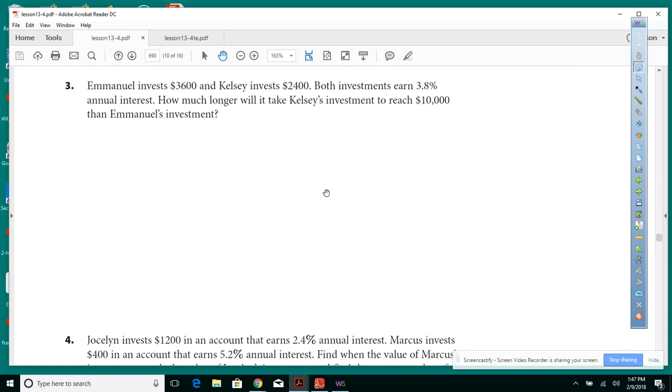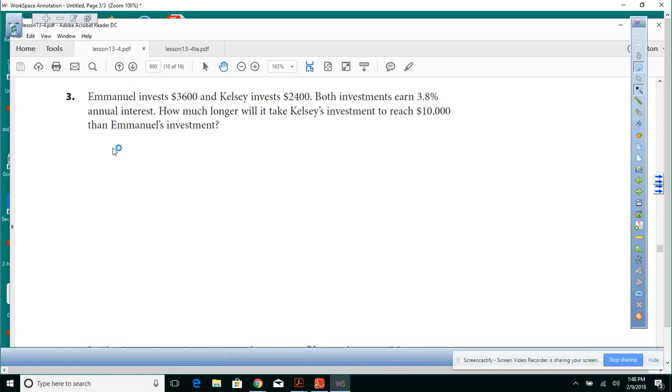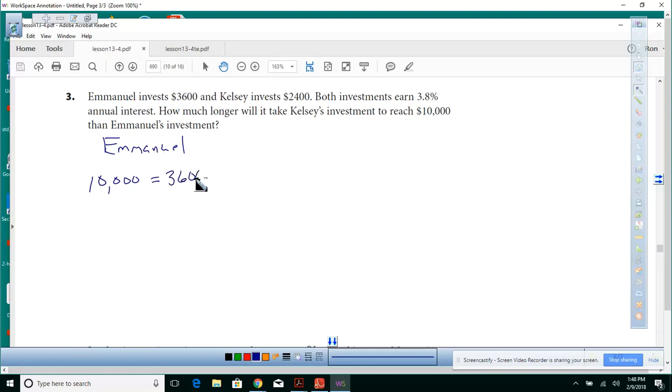Number 3, Emmanuel invests $3,600. Kelsey invests $2,400. Both investments earn 3.8% annual interest. How much longer will it take Kelsey's investment to reach $10,000 than Emmanuel's? So if we do this, Emmanuel would be 10,000 equals 3,600 times 1 plus 0.038 to the t.